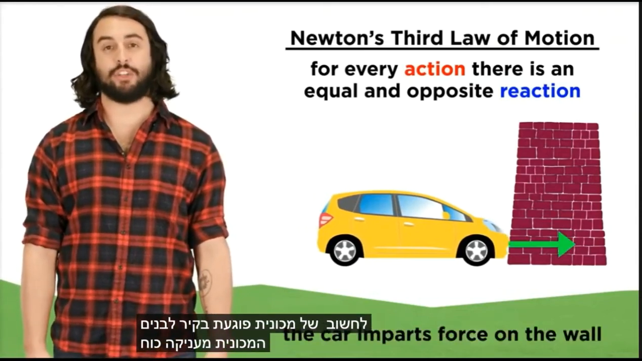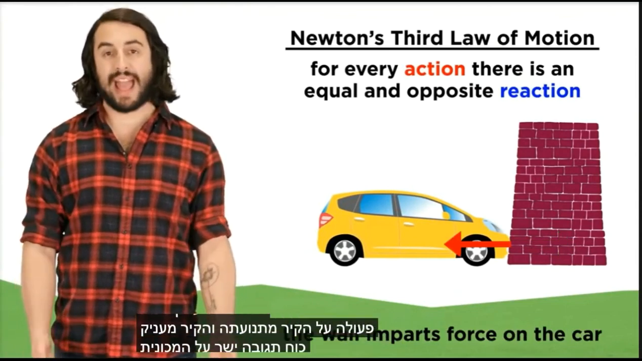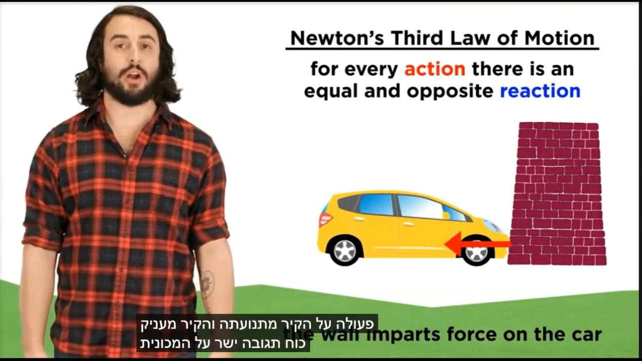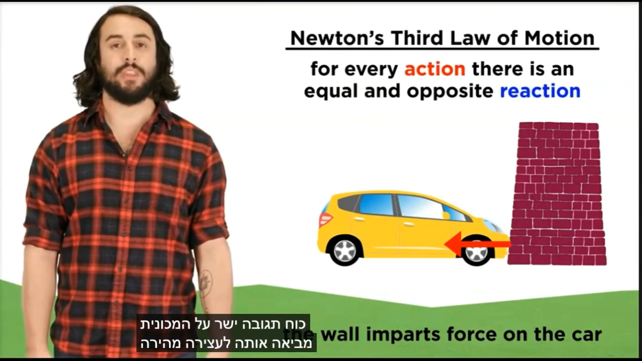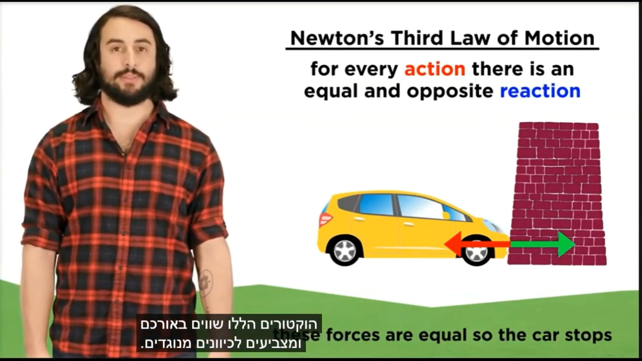The car imparts an action force on the wall from its motion, and the wall imparts a reaction force right back on the car, bringing it to a quick stop. These vectors are equal in length and point in opposite directions.